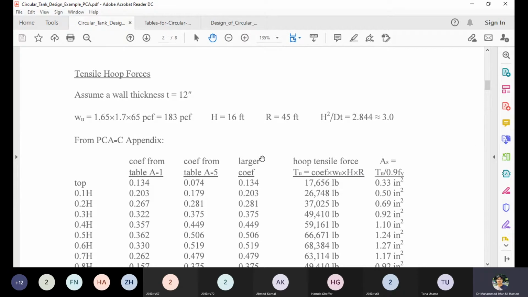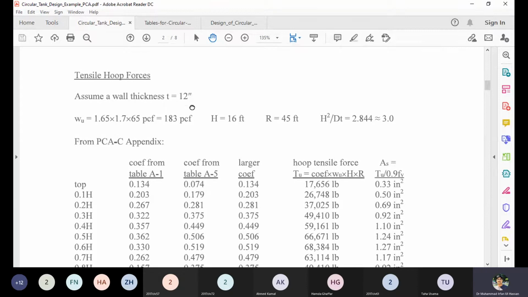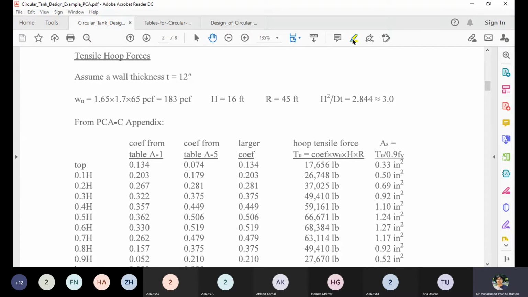And then you have the area of steel, the tensile force also, and you can directly apply the limiting stress formula, and check whether the limiting stress developed in the circular tank is larger or smaller than the allowable limiting stress. So first of all, you can assume a wall thickness initially equal to 12 inches. Here you can see in the first step the wall thickness is assumed as 12 inches.